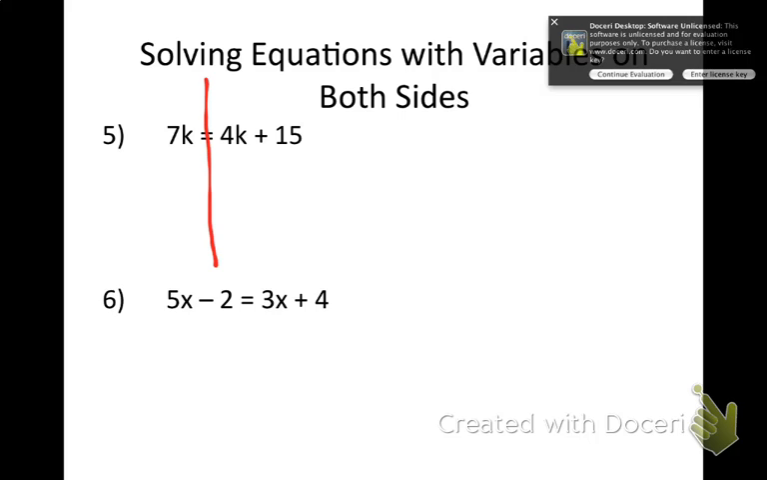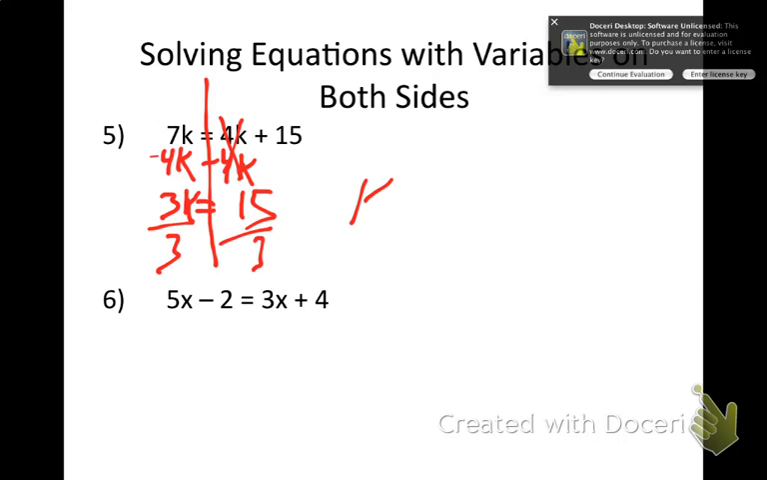So, for example, on this one, I would want to subtract my 4k because I need to move it to the other side. So now I need to move it by doing the opposite. So I'm going to subtract 4k to both sides. Okay, so 7k minus 4k is 3k equals 15. 3k equals 15. Now I do what, Jack? Divide by 3. And I get an answer of k equals 5.